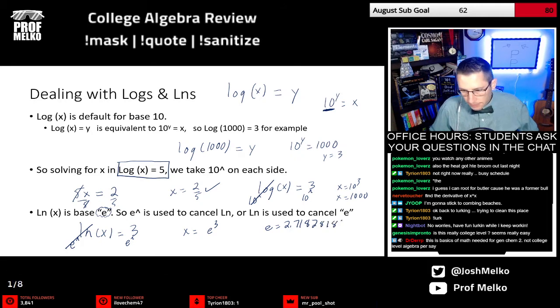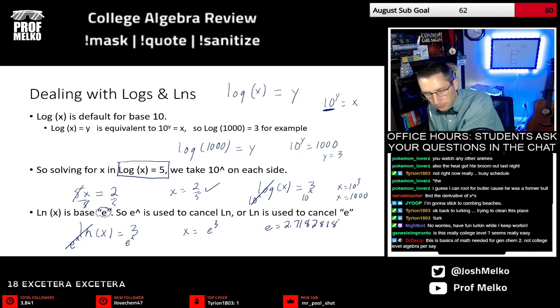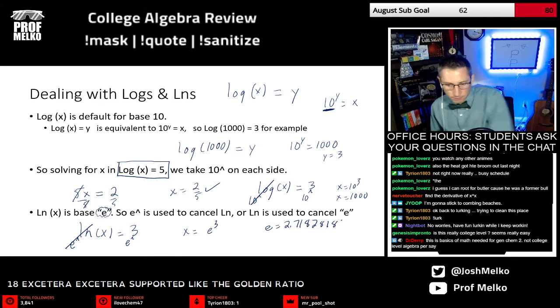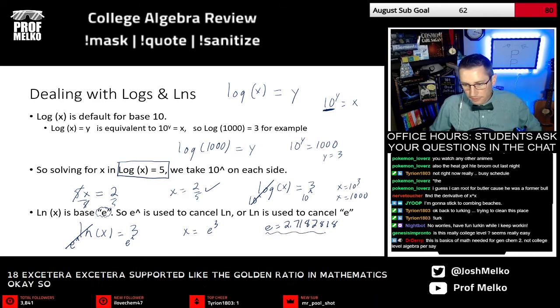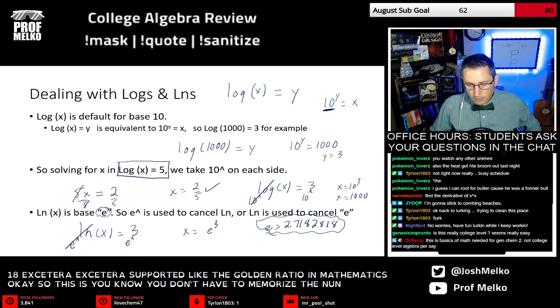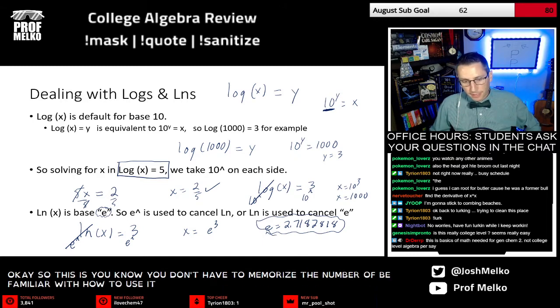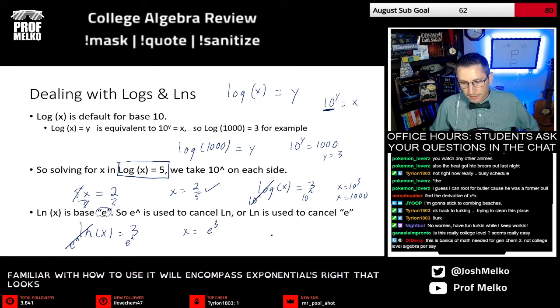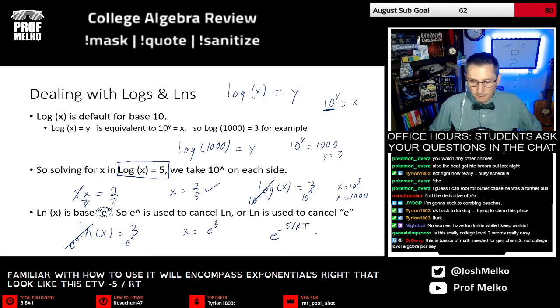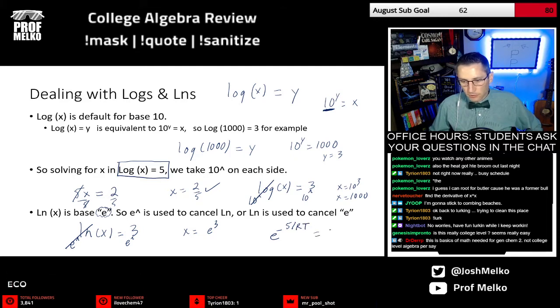1/8, etc., etc. All right, this is part of the golden ratio in mathematics. Okay, so you don't have to memorize the number, but be familiar with how to use it. We will encompass exponentials that look like this: e to the negative 5 over RT equals 2, solve for t, right?